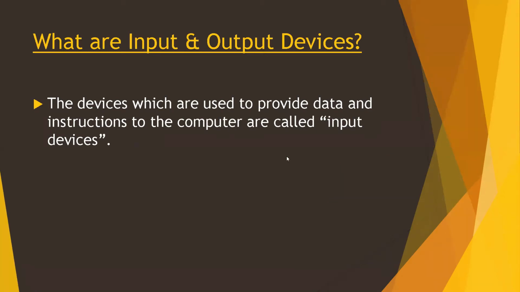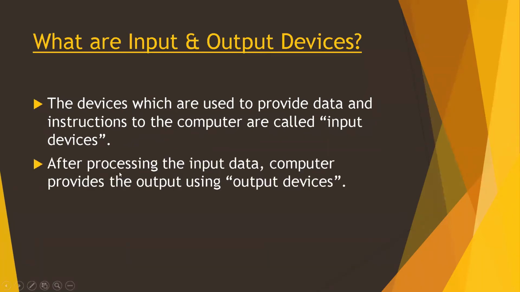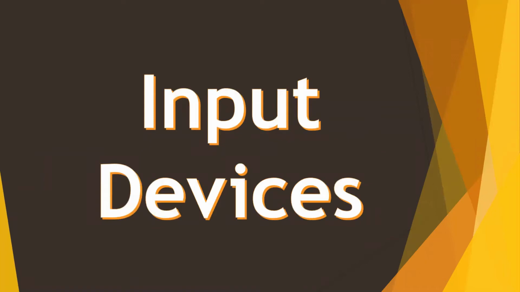Then let's see what output devices are. After processing that data, the computer will give the output using output devices. So when you type A, where will you see the output? On the monitor. So the monitor is the output device here. After processing whatever data we give, that data will be processed and the output will be shown using these output devices. There are many input and output devices available. In this video, we will only cover the input devices. In one more video, we are going to cover output devices. So let's start the discussion of input devices.